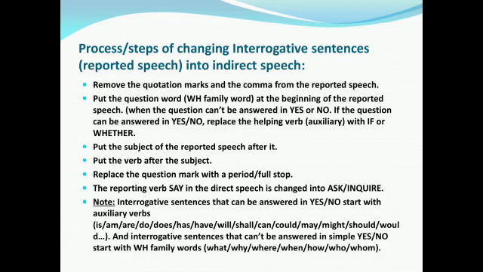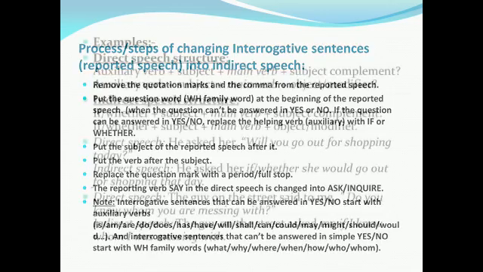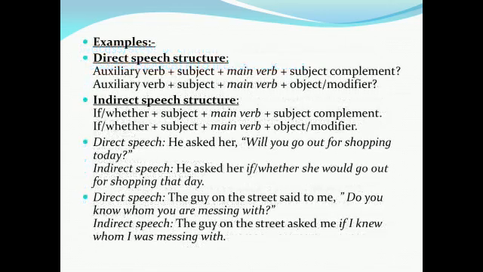So let's see the examples now. These were the rules that we discussed. Now let's move on to the examples and their formula. In direct speech structure, it will start with the auxiliary verb plus subject plus main verb plus subject complement, okay, and the question mark is also a part of the sentence, children.